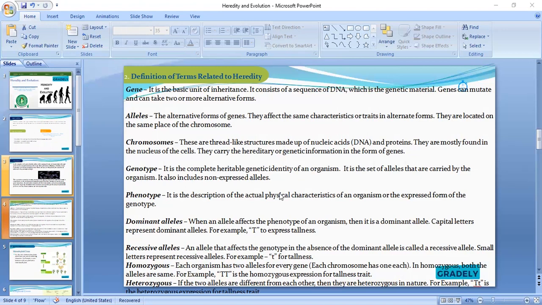Now, remember that we have what we call tallness and shortness. We have an individual who is tall. We have another person who is short.